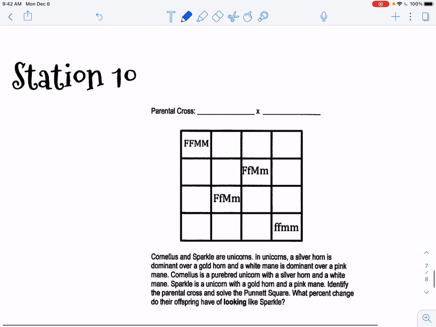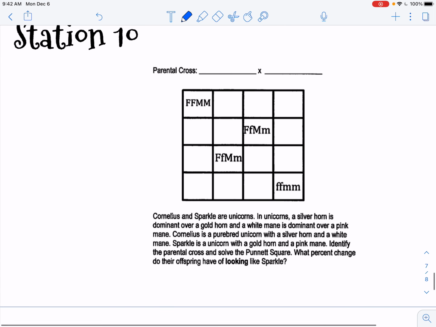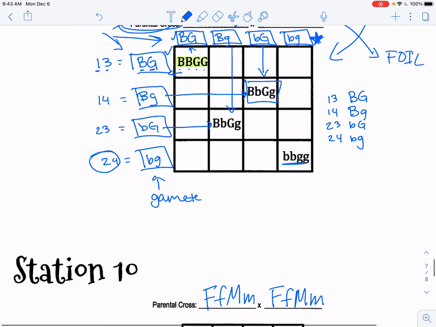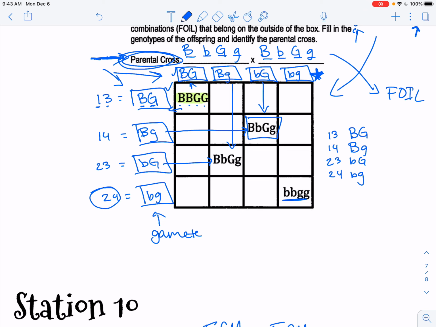Okay, I'm going to do it one more time here. Okay, so just looking at this, I can tell automatically it's going to be the same answer. And how can I tell that? I can tell that both parents are going to be double heterozygous. I know that it's going to be this before I even really do anything. How do I know that? How do I know it's going to be exactly the same parental cross?